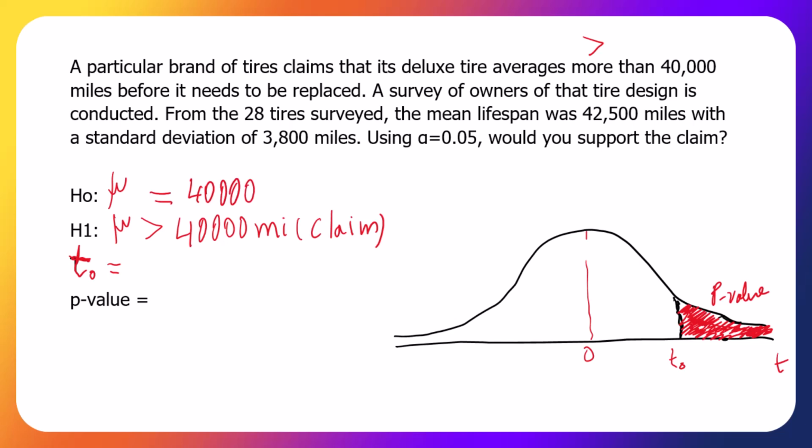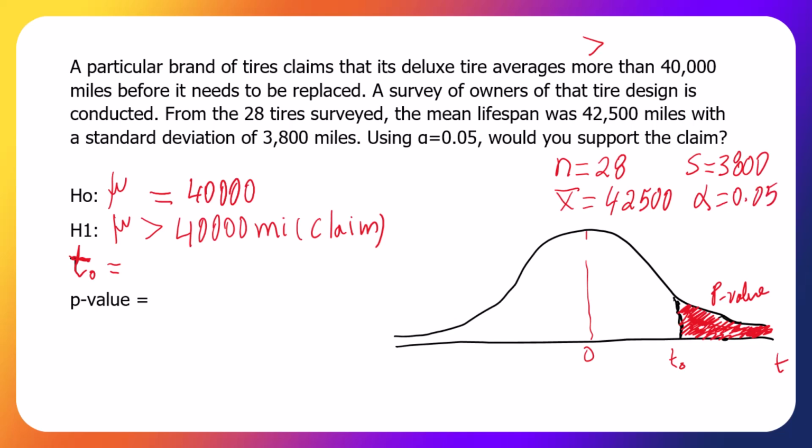So let's see what he gives us here. He gives us 28 tire survey, so N is 28. The mean lifespan was 42,500, so X bar, that's the sample mean. With a standard deviation of 3,800, that's the sample standard deviation S, which is 3,800 miles. And he gives you alpha to be 0.05.